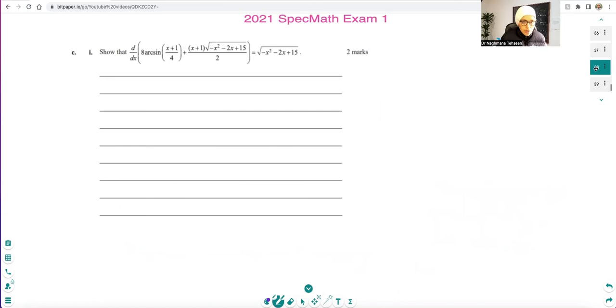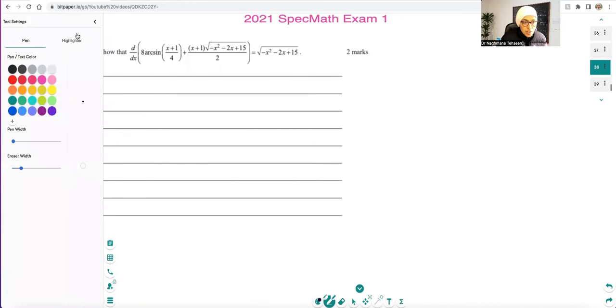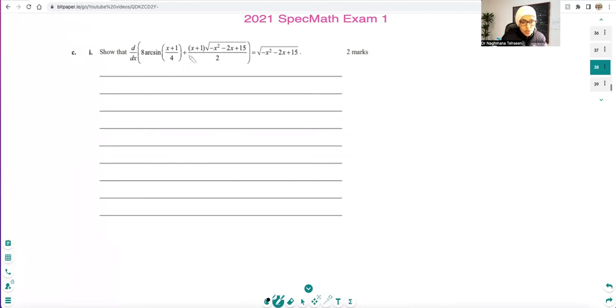Now let's see part C of the question, which is C1. So we have one more. Show that the derivative is equal to that. It's just differentiation, which seems like a lot of working in there, but it's not that hard. You just have to stay focused and be patient. You will be able to do it.